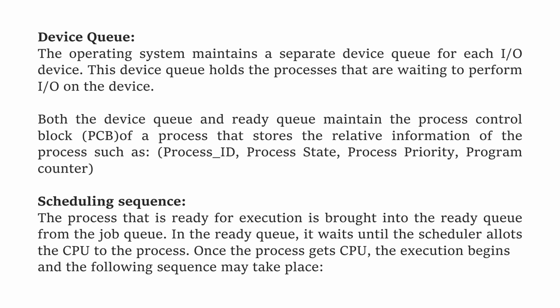Then next we come to the scheduling sequence. The process that is ready for execution is brought to the ready queue from the job queue. In the ready queue, it waits until the scheduler allots the CPU to the process. Once the process gets the CPU, the execution begins and the following sequence may take place.